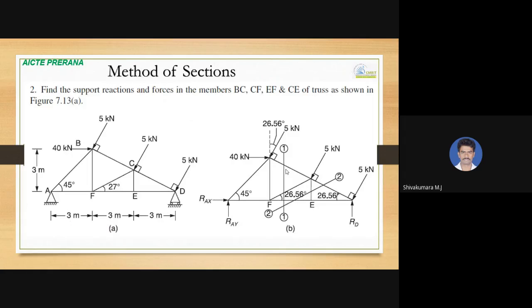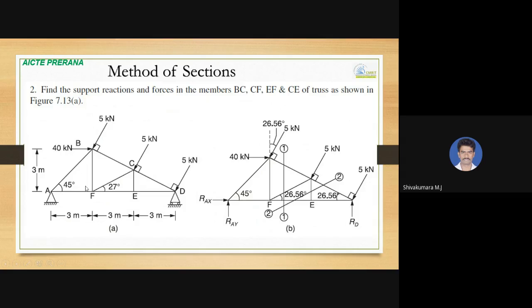And when it comes to method of sections, there is a truss A, B, C, D, E, F, and at joint B, C, D, 5 kilonewton force is acting in such a manner that it is perpendicular to the line BCD. And there is another force, 40 kilonewton, acting at joint B only. Vertical height 3 meter. The span is 9 meter.